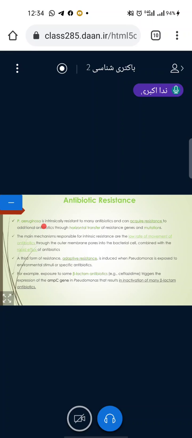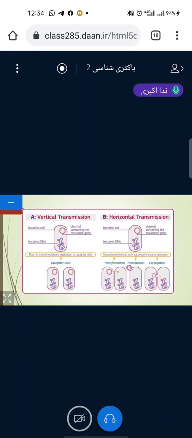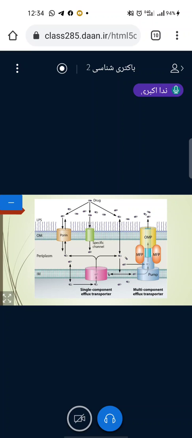In the first sentences, I told you Pseudomonas aeruginosa is intrinsically resistant. Why are they naturally resistant? Because of two reasons. One of them is low rate of movement of antibiotic, and the other one is rapid efflux of antibiotic. I will explain these two reasons in this picture.